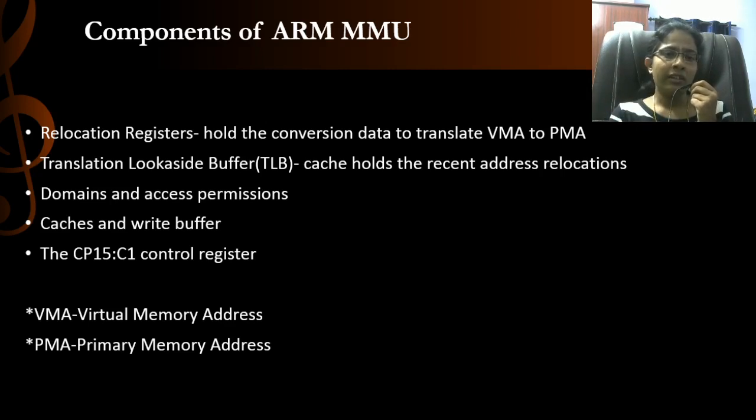The relocation register will hold some content. What is that content? The VMA, that is the virtual memory address to physical memory address conversion. The address needed for that conversion will be held by your relocation registers. And the TLB is actually a cache memory of recent address translations, from which address to which address it has been translated. The recent translations will be loaded in the TLB.